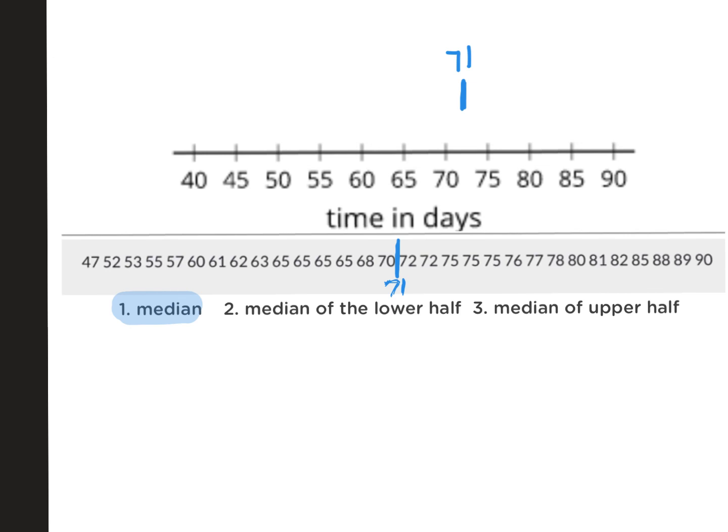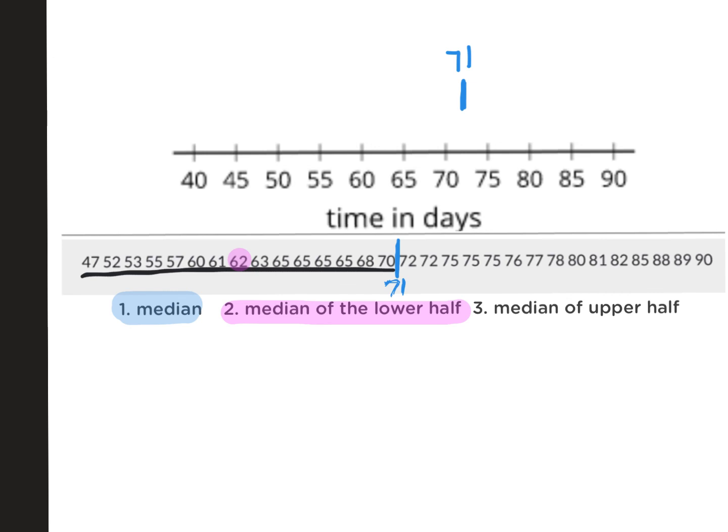The next piece of the box is that we need to find the median of the lower half of the data. The lower half of the data is all of this right here, everything to the left-hand side of the 71. The number that is in the middle, if I counted correctly, is 62. Let me double check and make sure there's the same number of numbers on either side. 1, 2, 3, 4, 5, 6, 7. 1, 2, 3, 4, 5, 6, 7. Yeah. So the median of the lower half of the data is 62.